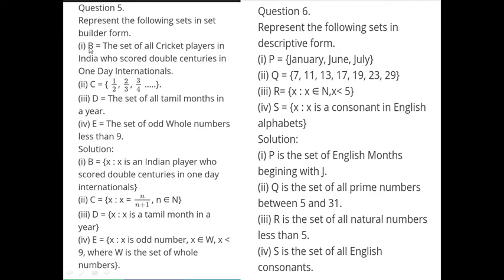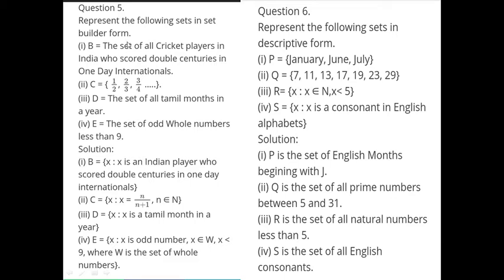Okay. Now the first sum is B equal to set of all cricket players in India who scored double centuries in one-day internationals. See here, always in the set builder form, the set should be written within the curly braces by a rule. So I have written B equal to set of x such that x is a, we can write, here it is given cricket players in India. So I can write x is an Indian cricket player who scored double centuries in one-day internationals.